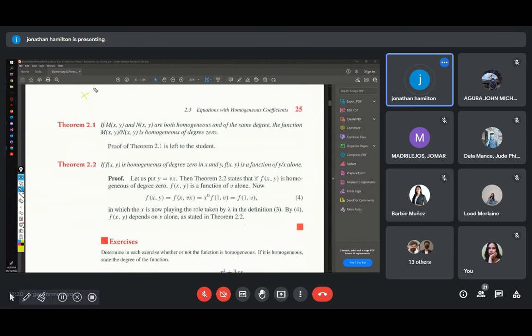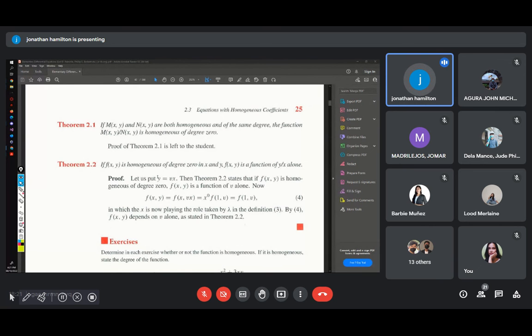So we could say x squared plus y squared over, let's say, xy plus xy. Kung atong kuha na ning mga degree, we have 2, 2, 2, and 2. So mo fit siya sa theorem 2.1, so we could say they are homogeneous. And we can also say they are of the same degree. So why is this important? Because when relating to theorem 2.2, if a function f(x,y) is homogeneous of degree 0 in x and y, function f(x,y) is a function of y over x alone.